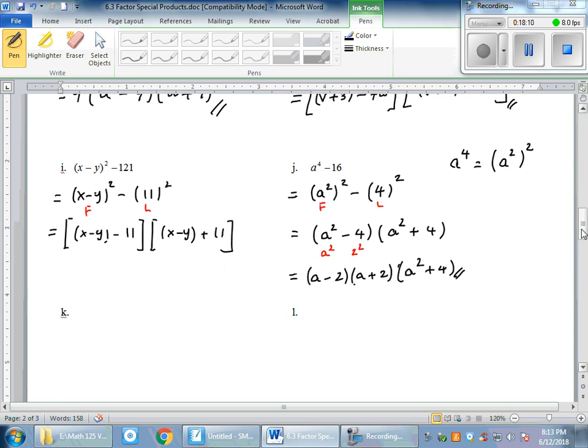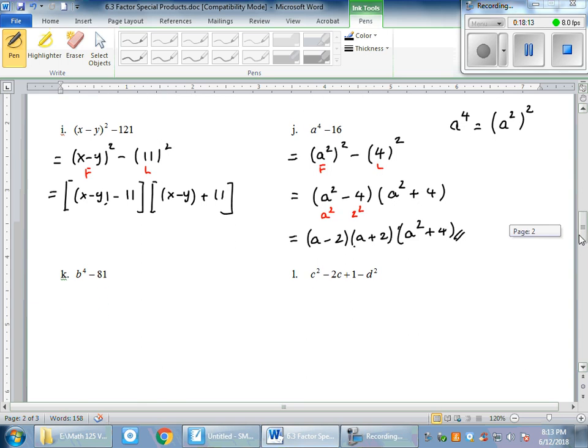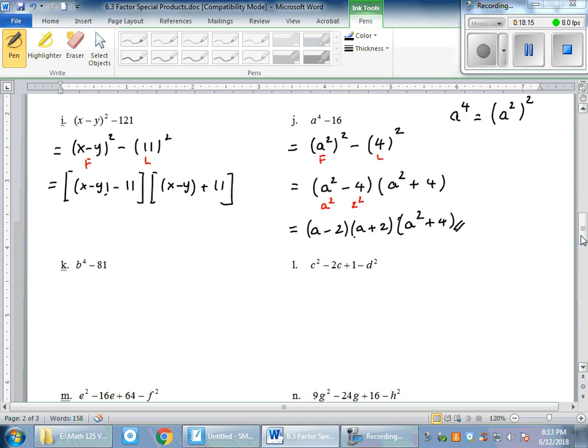So going to the next example. Similarly, you can see that b to the fourth power. So we can look at b to the fourth power as b to the second, to the second power. So rewriting this, that will become b to the second minus 81, which is 9 to the second power, a perfect square. So using the formula, that will help us to see first minus last times first plus last.